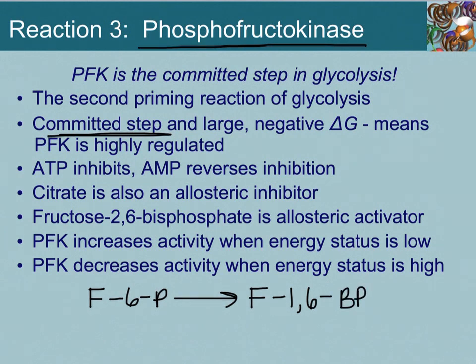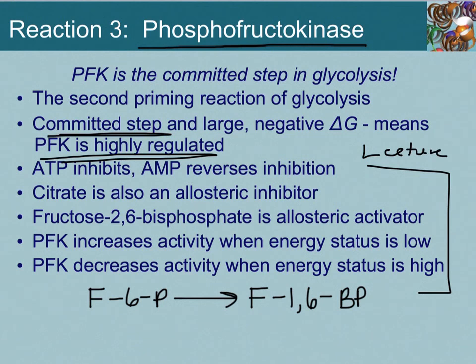The prefix bis in bisphosphate means that two separate monophosphoryl groups are present, whereas the prefix di in diphosphate, as in adenosine diphosphate or ADP, means that two phosphoryl groups are present and are connected by an anhydride. You'll see what I mean when we look at the structure. Alright, PFK is highly regulated. We will discuss this in lecture 3 when we look at glycolysis regulation.